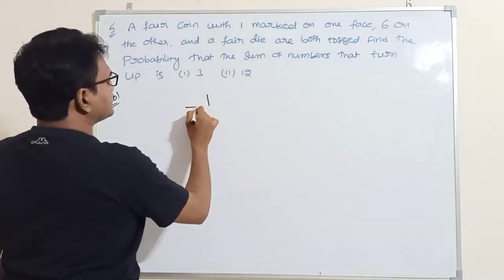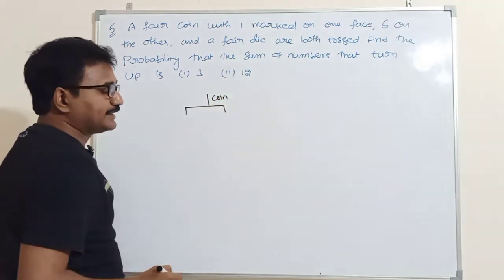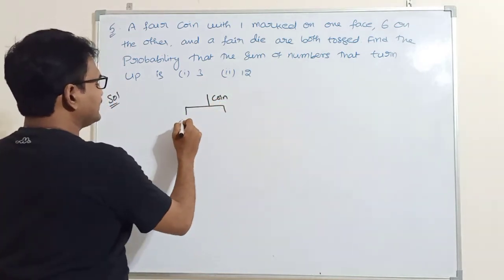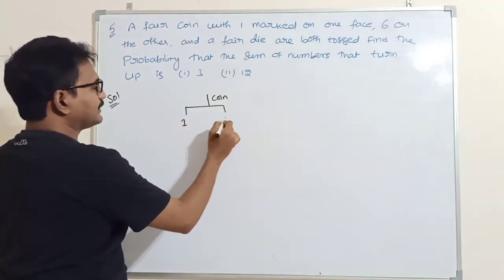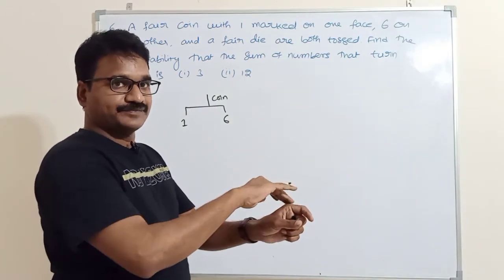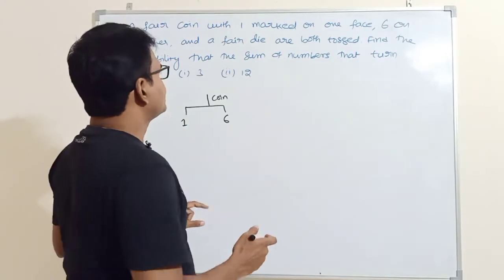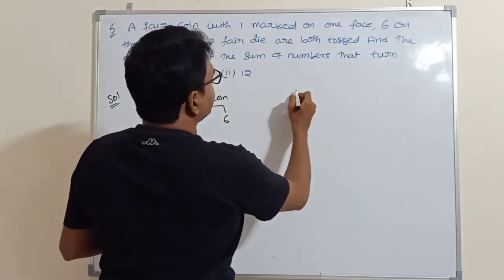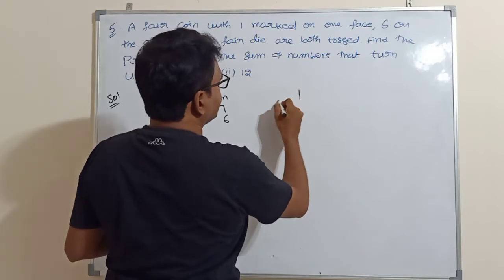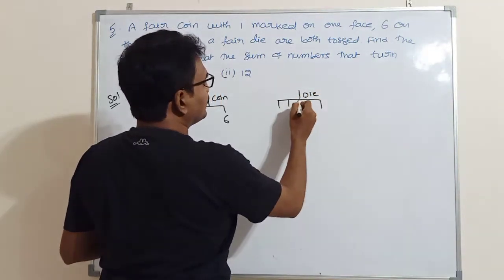So here a coin is there. This coin contains not head and tail. One side it has 1 and the other side 6. Generally coins contain head and tail, but for this coin one side 1 is there, second side 6 is there, and a fair die is there. Both are tossed.